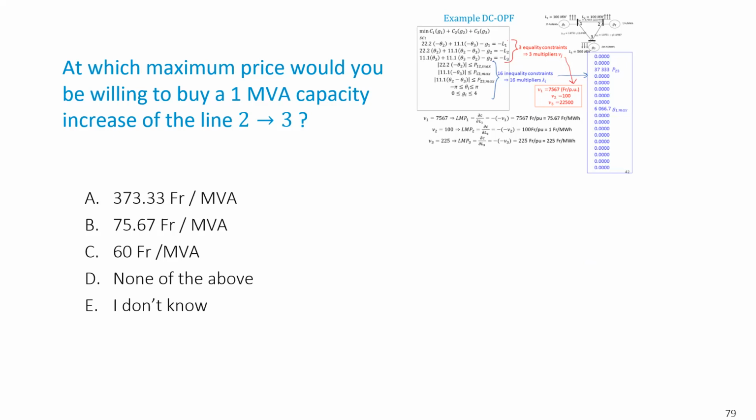Here are the values of the marginal prices and of the Lagrange multipliers. At which maximum price would you be willing to increase the line capacity of the line 2, 3?